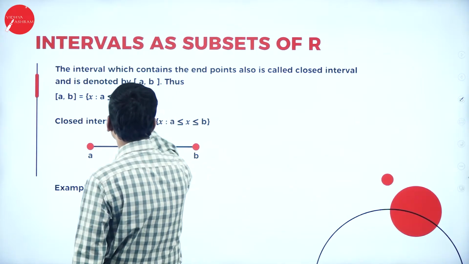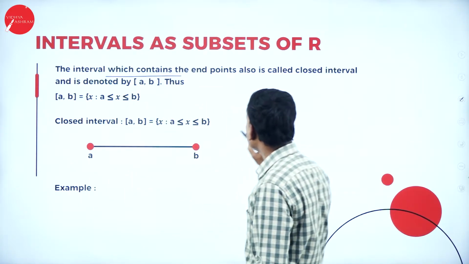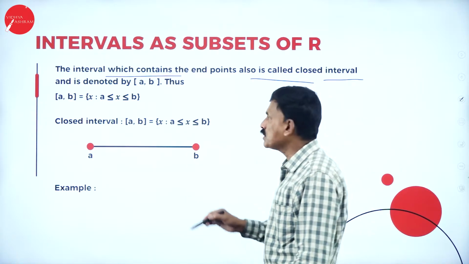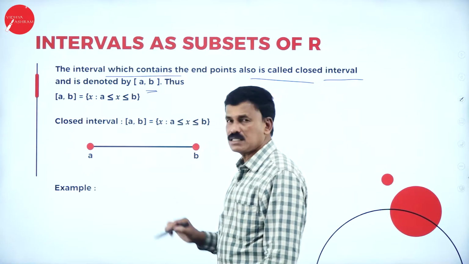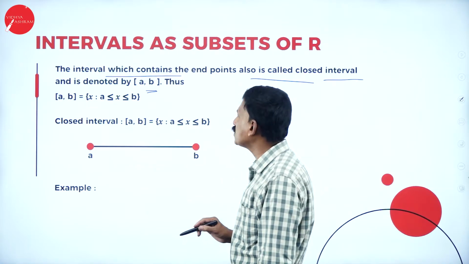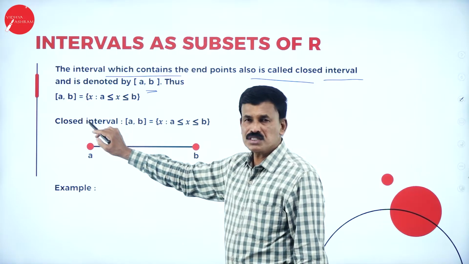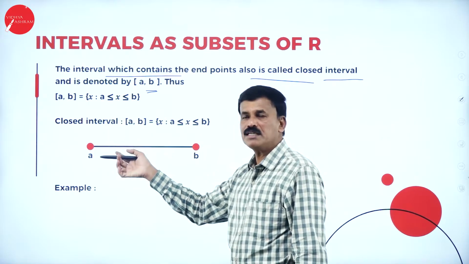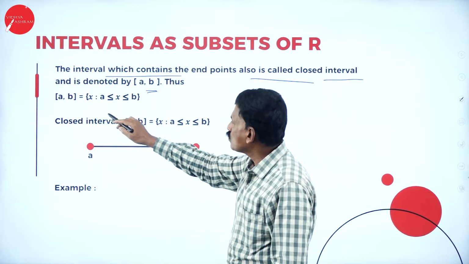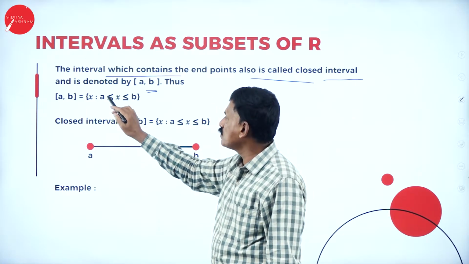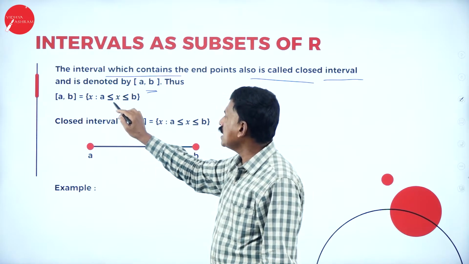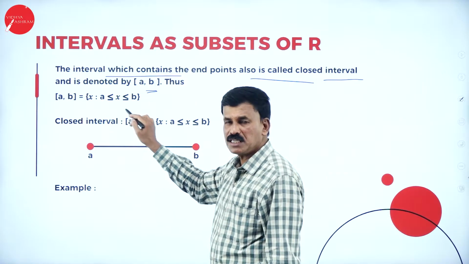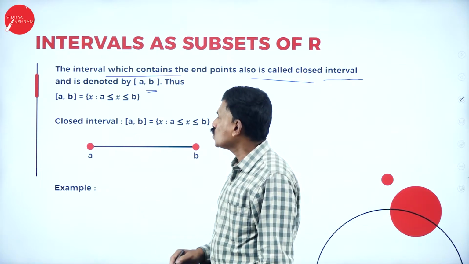A closed interval, the interval which contains the endpoints, is also called a closed interval, and it is denoted by big brackets like this. Big bracket of A, B is nothing but the closed interval. So what is a closed interval here? All the values of x which lie between A and B, including A and B. That is denoted as closed interval A comma B is equal to the set of x such that A less than or equal to x less than or equal to B. The value of x lies between A and B, including A and B, is called the closed interval.